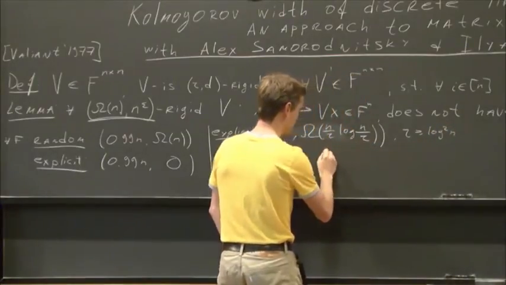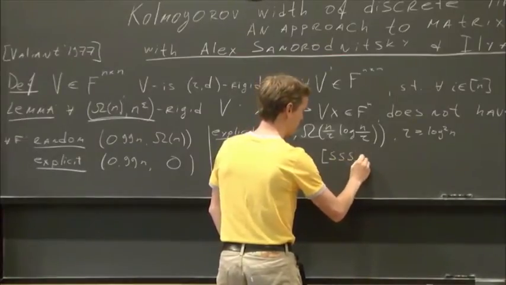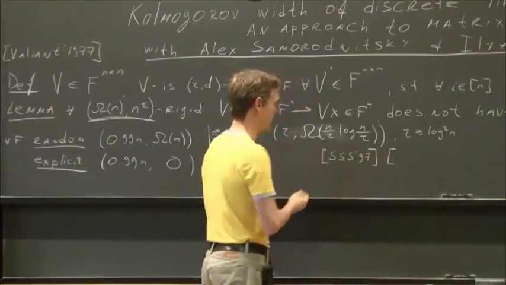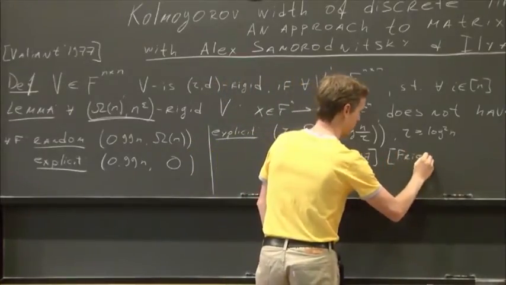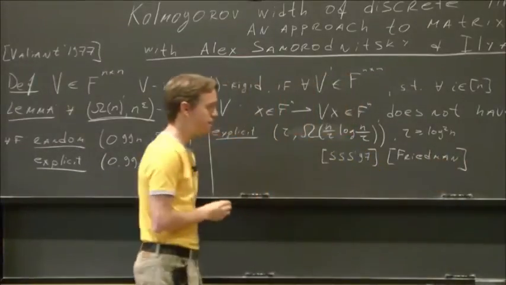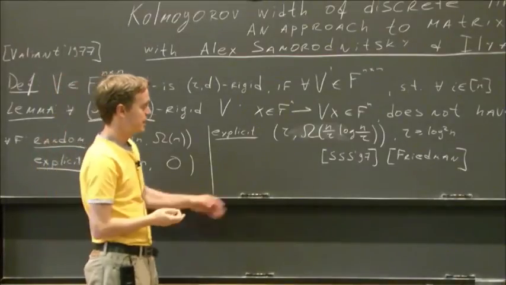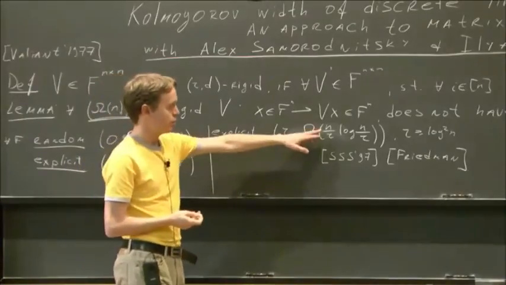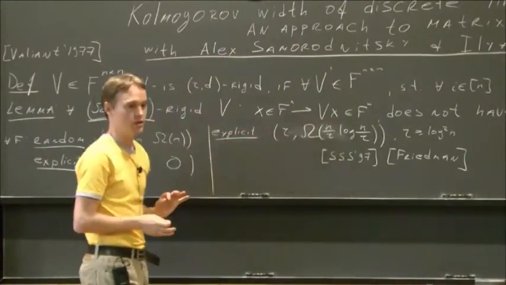Over infinite fields, this is due to Spielman, Shokrollahi, and Stemann from around 97. Essentially the same bound can be proved over finite fields also. This is due to Friedman. So what is that? Well, if you insist that r is linear, if r is omega n, then we'll get some constant here.